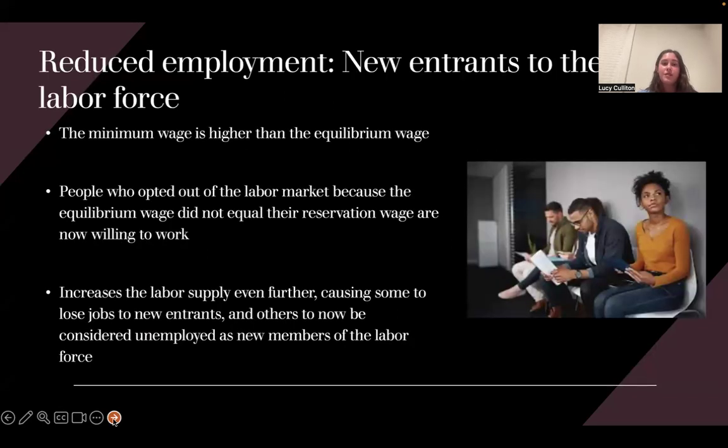Looking at new net entrants into the labor market, the minimum wage is higher than the equilibrium wage. So when it's implemented, people who opted out of the labor market because the equilibrium wage did not equal their reservation wage, which is where they're indifferent between working and not working, are now willing to work. This increases the labor supply even further, causing some people to lose jobs to new entrants and others to now be considered unemployed as new members of the labor force.